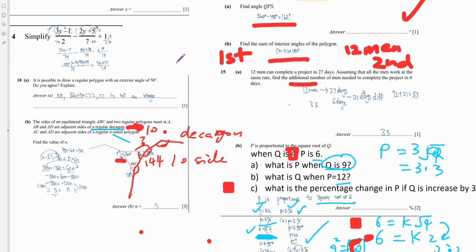Why do you use 360 divided by 50? Who taught you this? Come, quickly. Why do you choose 360 divided by 50? Why not 180 divide or minus? Quickly, don't waste time. Actually, I asked someone.